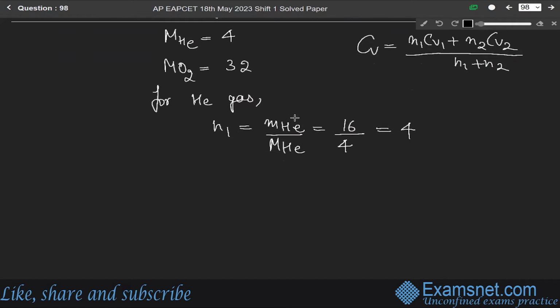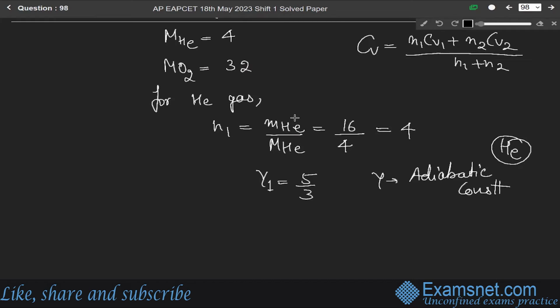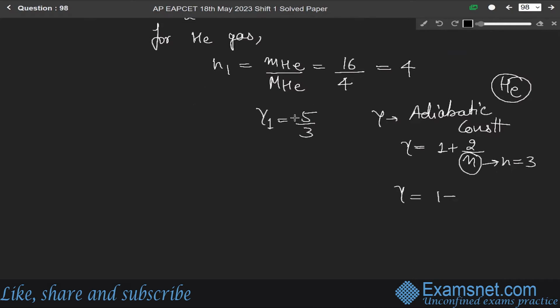So gamma 1 will be equal to 5 by 3. Gamma here is the adiabatic constant. Since helium is a monoatomic gas, for a monoatomic gas the gamma value will be equal to 1 plus 2 over n. Here n is the number of degrees of freedom, and for a monoatomic gas, n is 3. So solving it, we get gamma equals 1 plus 2 over 3. So gamma will be 5 by 3. Okay. So the adiabatic constant for helium will be 5 by 3.